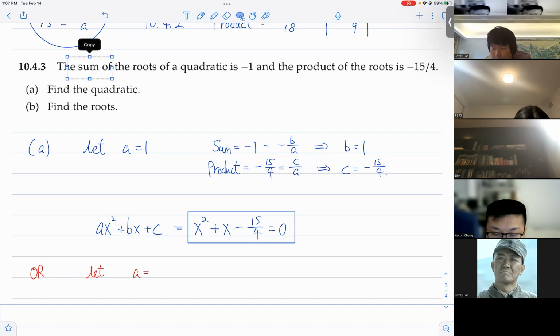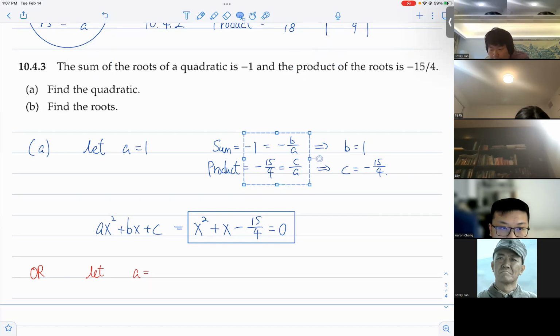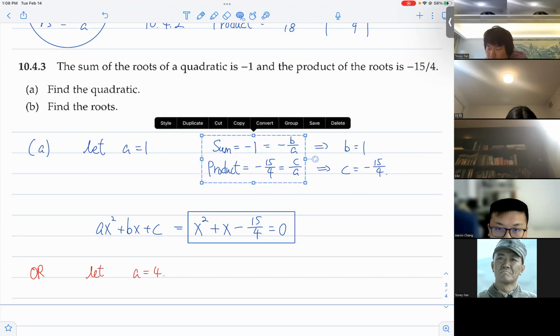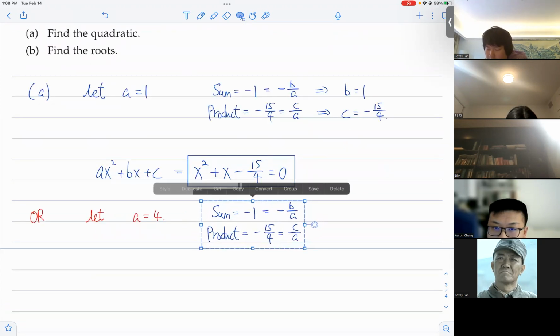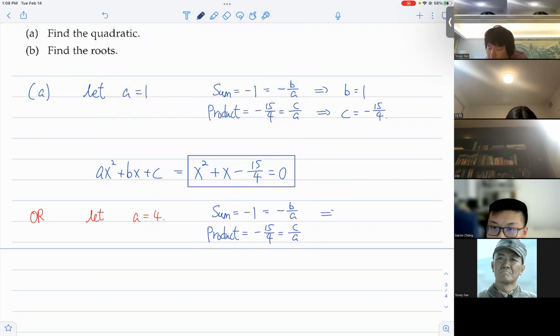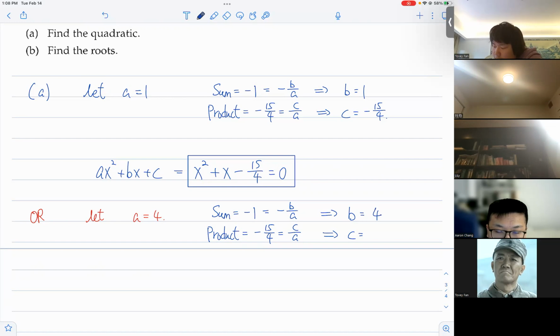In this question, we just write our Vieta down. You can let A be 1, that's pretty easy. Or, since we can observe that C over A is 15 over 4, we can set A to be 4. That's another easy way. If you set A to be 4, basically you're just going to copy this down. Do the same thing for B and C. If A is 4, what is B? 4. And what is C? Negative 15. Yes.